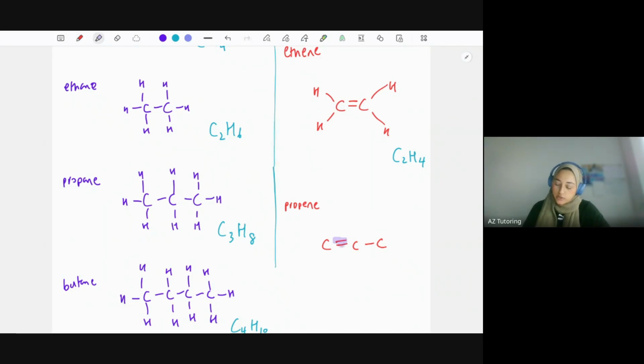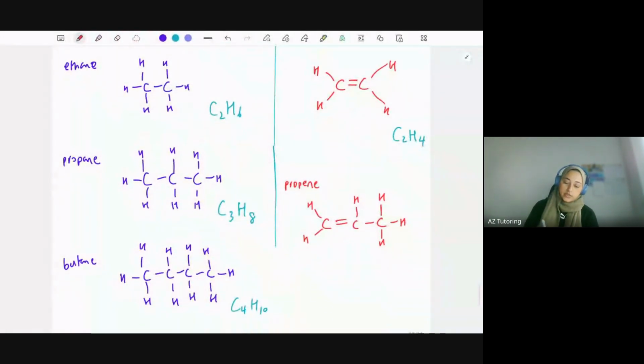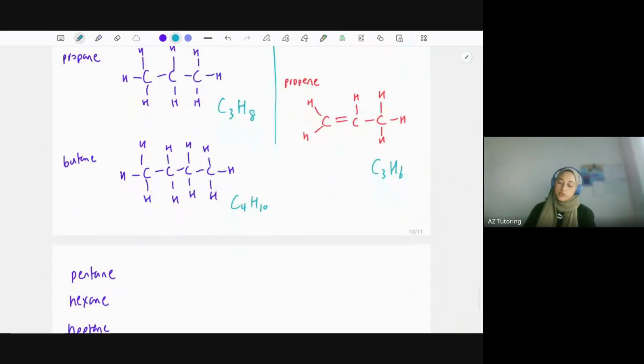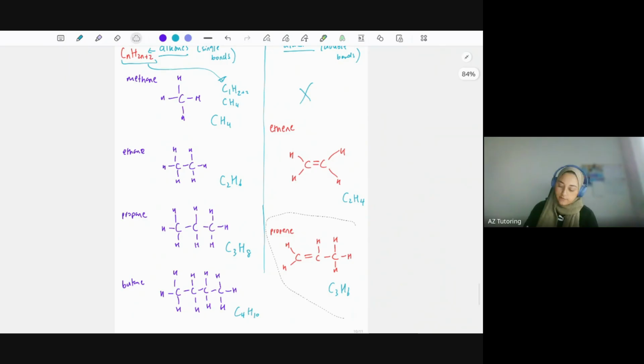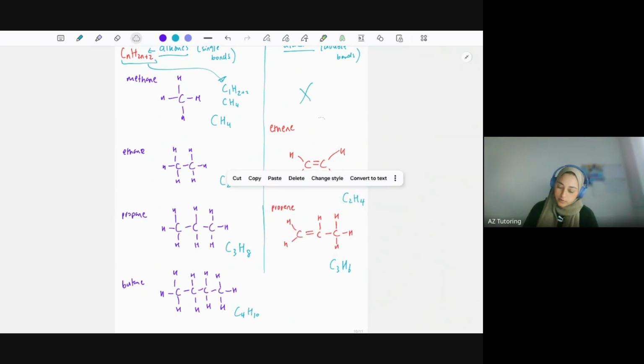Now let's fill in our hydrogens. This carbon here has 2 bonds, so it needs 2 more. 1, 2. This carbon in the middle has 3 bonds. 1, 2, 3, so it needs 1 more. And finally, this one at the end has 1 bond, so it needs 3 more. So let's put in our hydrogens. So we can see there's 3 carbons, C3. How many hydrogens do we have? We've got 1, 2, 3, 4, 5, 6. So you should already notice the pattern that's happening here. Let me move all these a bit further up so I can fit butene in.